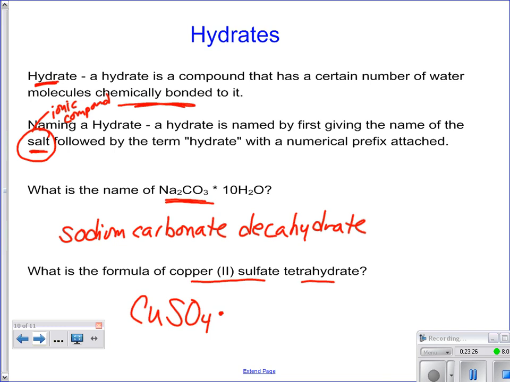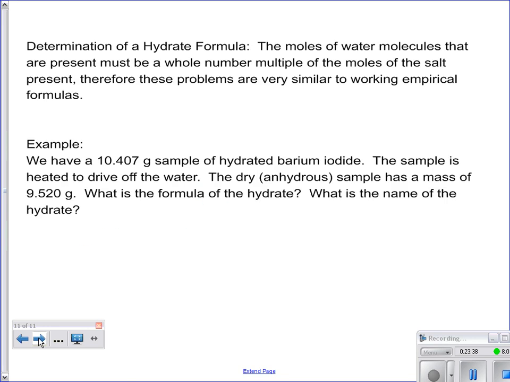So what does that mean? 4H2O. So our 4 is not subscript. It is actually a large coefficient. So that's all we've got going with hydrates. We should be able to calculate the formulas for them also. These are just like empirical formulas, except instead of doing individual elements, you're doing the ionic compound and you're doing the water molecule, and that's it.